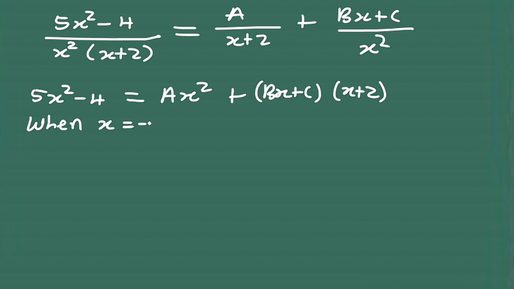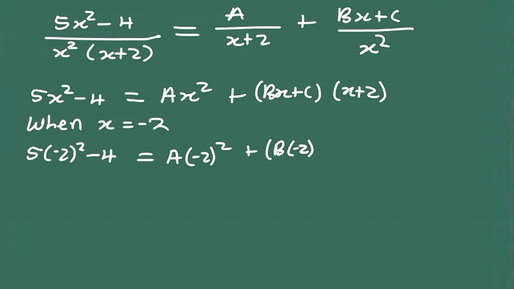So when x takes the value of minus 2, we are going to have 5 times minus 2 all squared minus 4 equals a times minus 2 all squared plus bx times minus 2 plus c, and this will be minus 2 plus 2. So this expression here is going to give us 0, and whatever is left here is going to be minus 2b plus c, and we know that 0 multiplied by any number is 0.